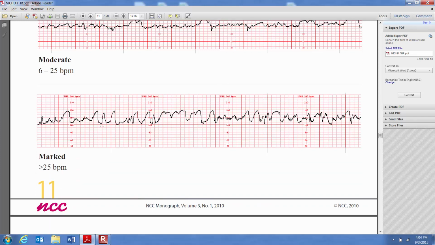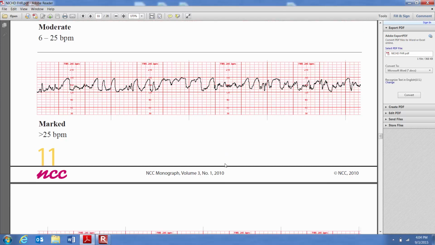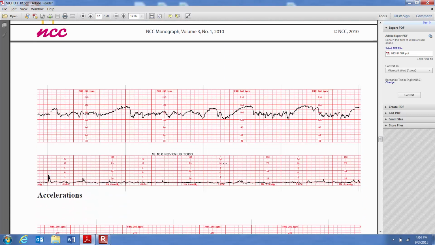So here is a picture. You can see from here to back down here, yes, it looks okay here, but we're averaging over 10 minutes. Look at that. Up, up, down, up, down. Those fluctuations are greater than 25, right? So if this one started at 120, 130, 140, 150, 160, that's a 40 beat differential. So that is greater than 25. This is marked variability. Your baby is telling you that they are struggling and they need your help.